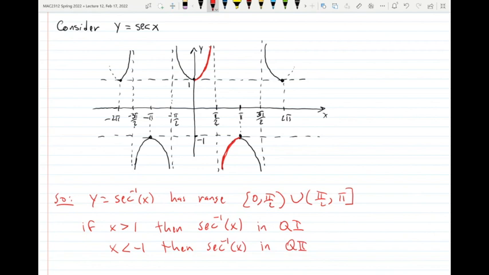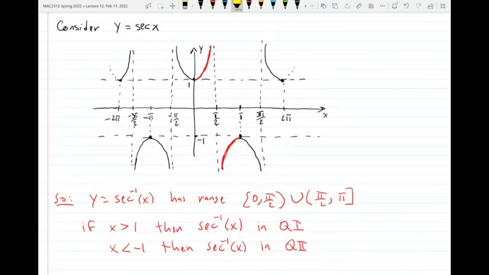Okay? And we can see that from the picture. When your x is less than -1, we're getting an angle in quadrant 2. Remember, x and y are switched. The x and y that we have in the picture are for secant. I'm talking about the inverse secant. So the x here is really the y, and the y here is really the x. Okay? Because it's switched. All right.